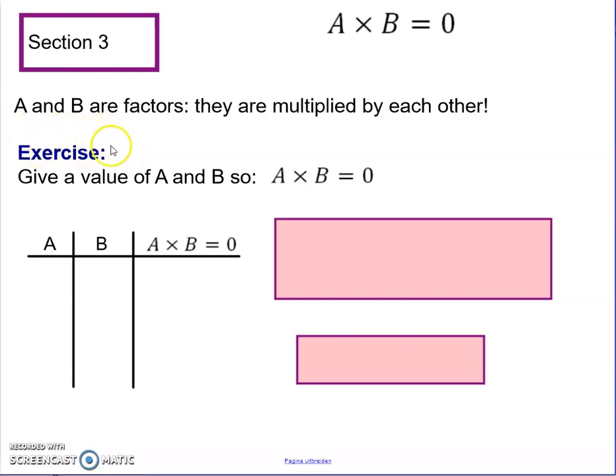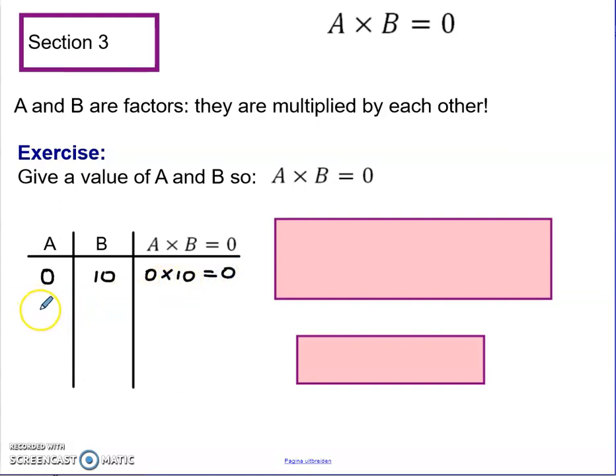Usually I will do a small exercise in class and I would like to ask you, give me a value of A and B, so A times B will be 0. So you have to think of a number for A and a number for B, and when you multiply them, the solution is 0. Well, at this point I'm going to give you a few examples. For example, A is 0 and B is 10. Then I will get 0 times 10, that's 0.